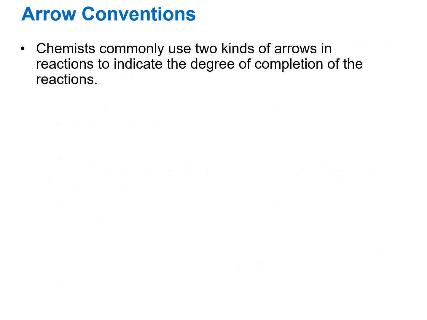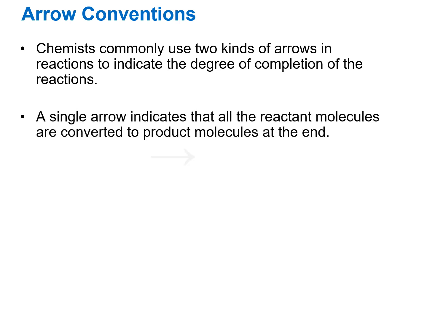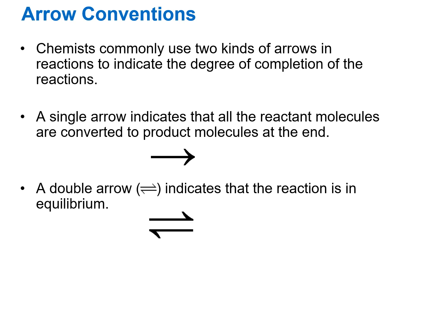Now, chemists use two types of arrows that tell us the degree to which a reaction has undergone some completion. One of those is the single-headed arrow, which indicates that all the reactant molecules are converted into product by the end of the reaction. The other one is the double-headed arrow that indicates that the reaction is in equilibrium.